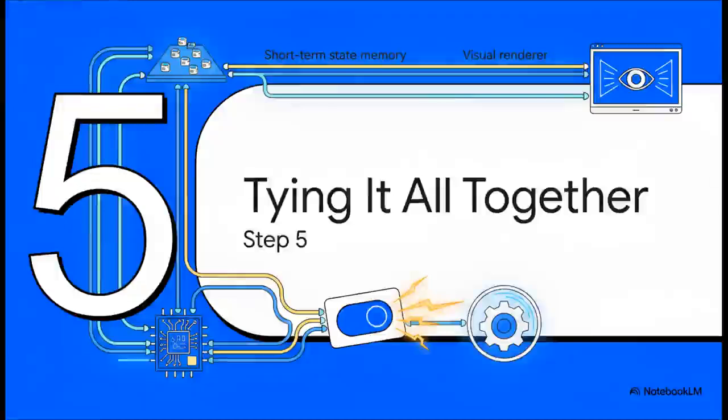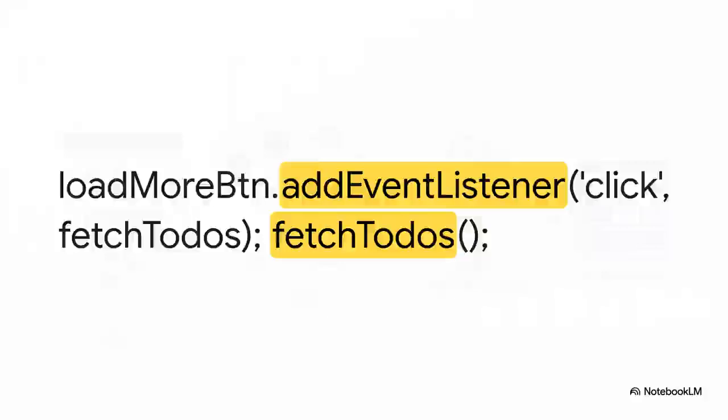Now for the grand finale, step 5, tying it all together. We have our raw materials, our state memory, our engine, and our renderer. Now, it's time to flip the switch. Look closely at this final snippet of code. We have loadMoreBtn.addEventListener click fetchTodos, and right below it, an isolated fetchTodos. So the absolutely crucial point here is that we actually have 2 distinct triggers working in tandem.